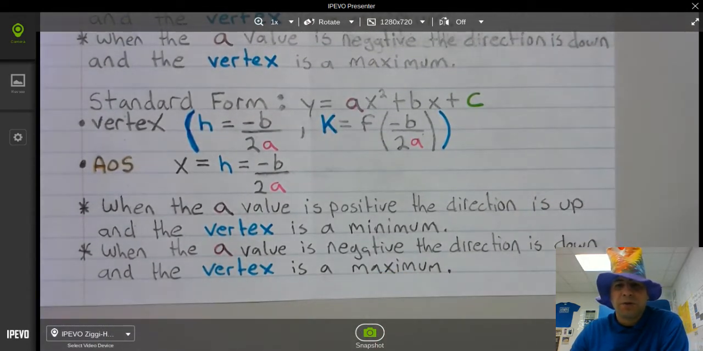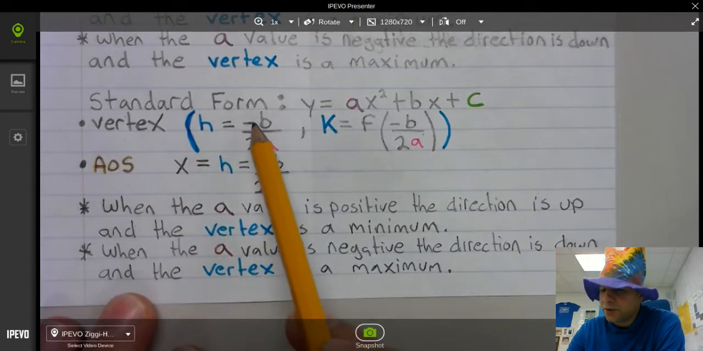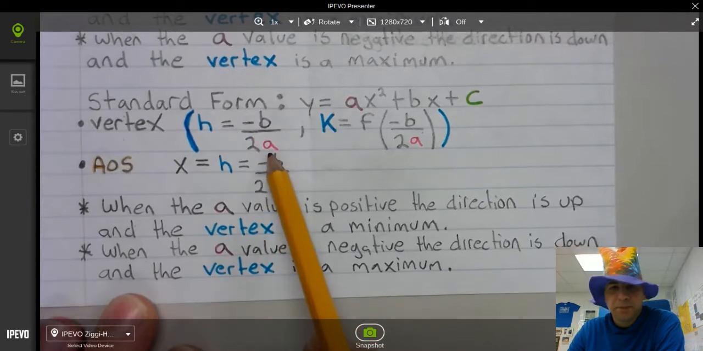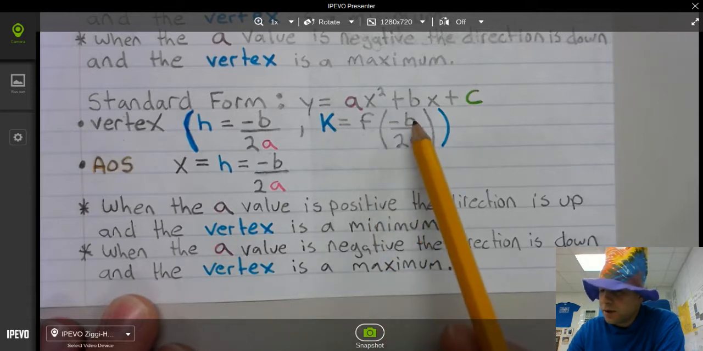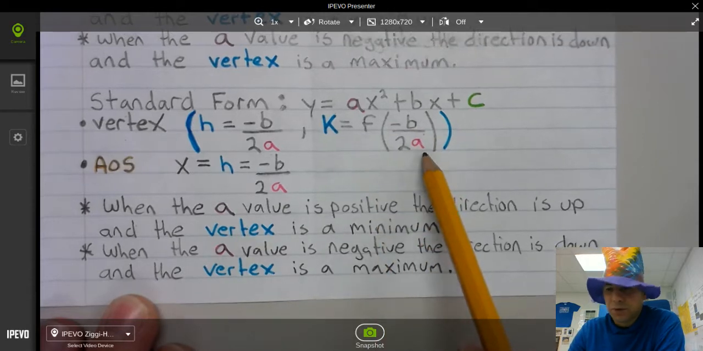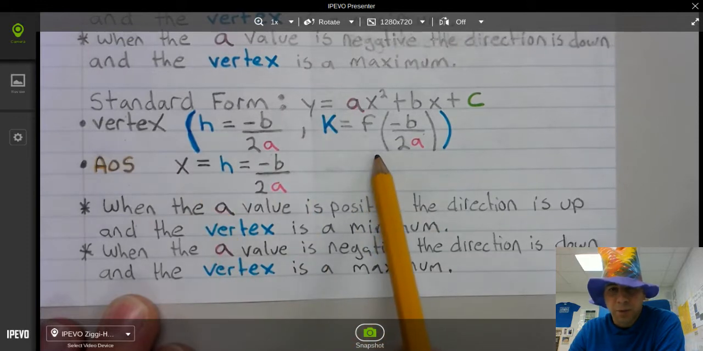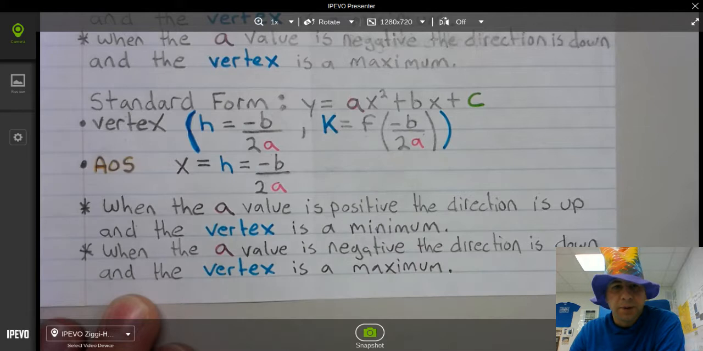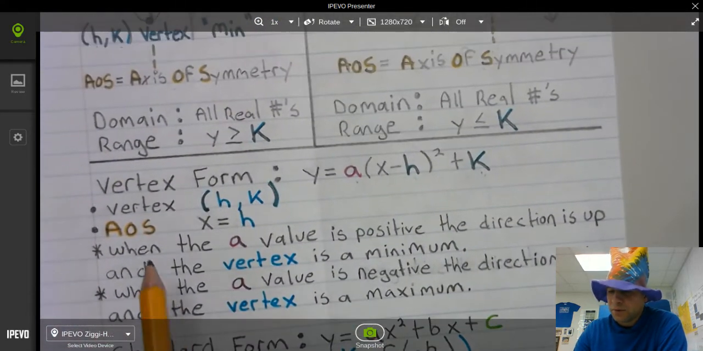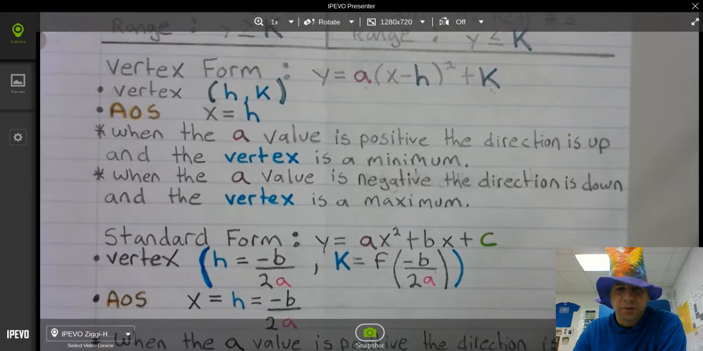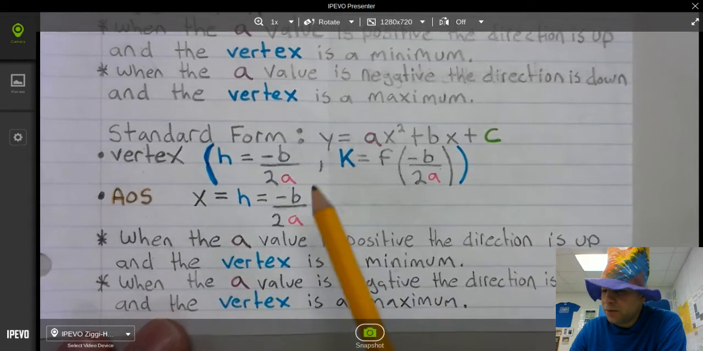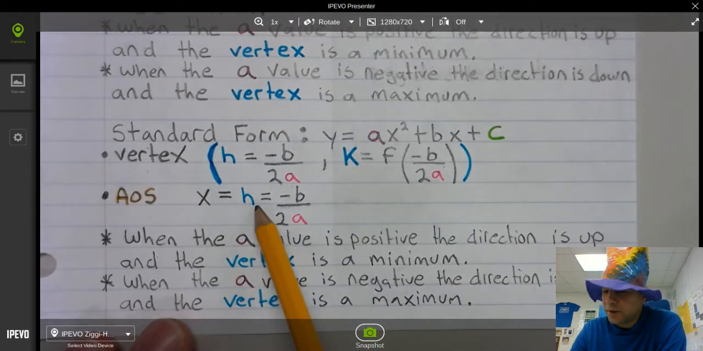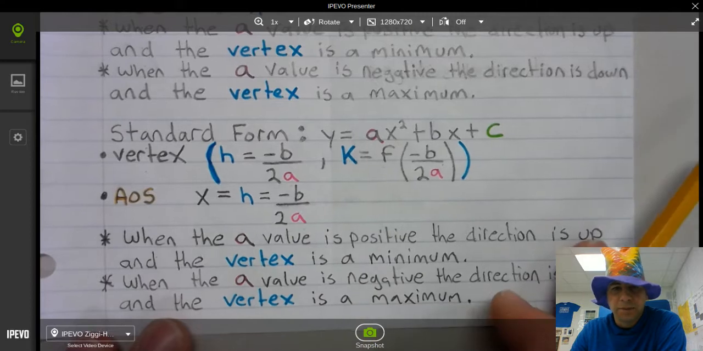Standard form is y equals ax squared plus bx plus c. The vertex is h equals negative b divided by 2a. And the k value is equal to the function evaluated at negative b divided by 2a. Okay, so we're not going to use this for standard form at the moment. Once I teach you the focus, then you can, but since I told you how to find the vertex in this form, I wanted you to see how the vertex was found in standard form. Now the axis of symmetry, when given standard form, is x equals h, and in this case h is negative b divided by 2a.